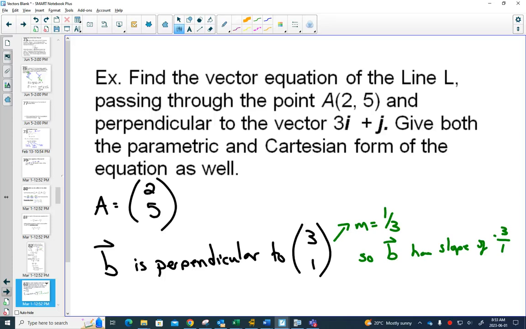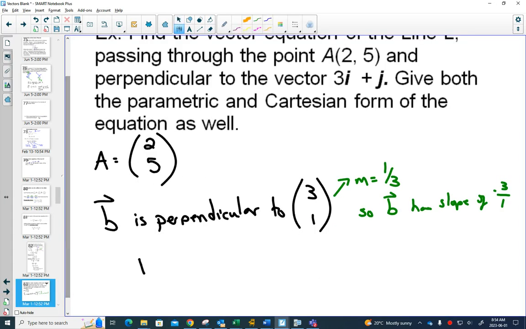That's one way to do it, okay? So if I did that method, it wouldn't be hard for me to realize that B has to be the reciprocal, so 1 and 3, and there has to be a negative somewhere in that reciprocal, and it doesn't matter where you put that negative. You could put the negative with the 1 or the negative with the 3.